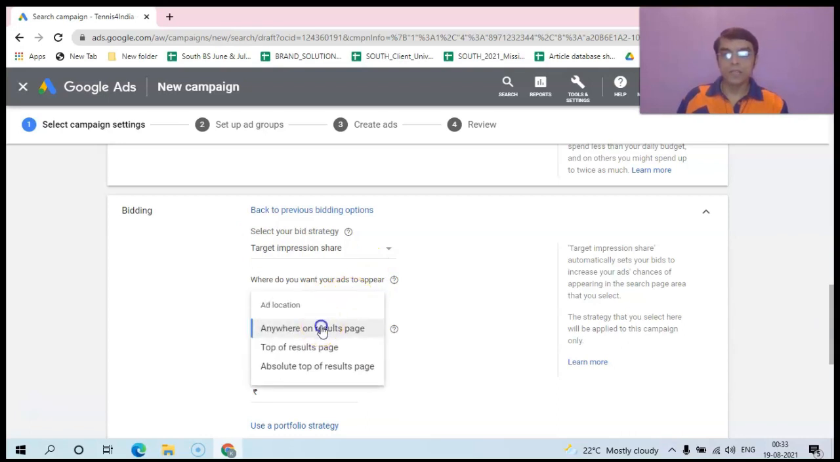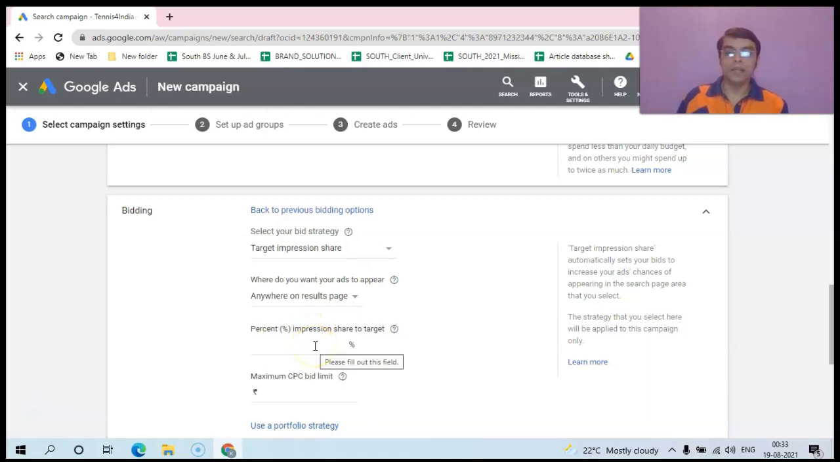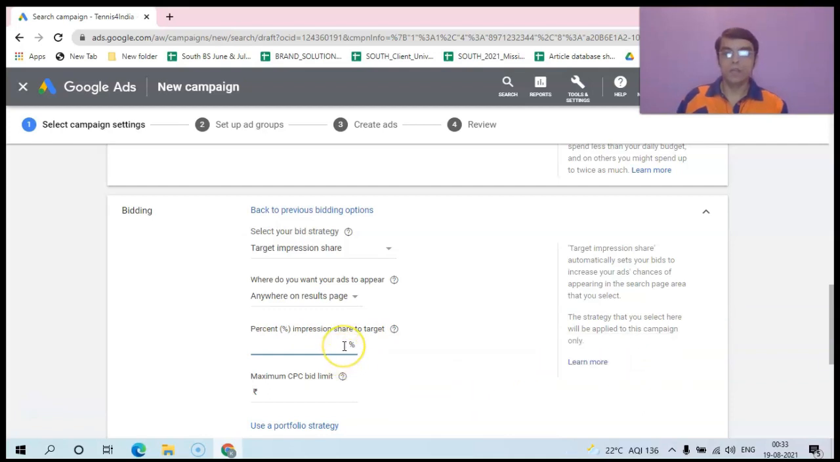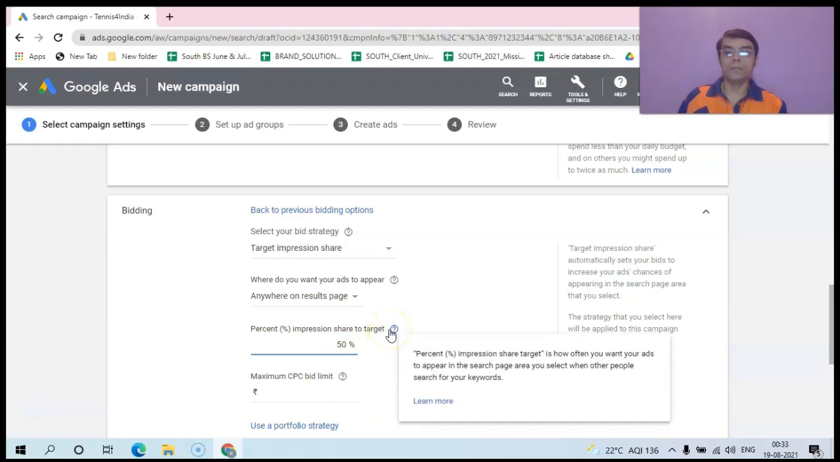So anywhere on results page means I'm not bothered about where in SERP I'm going to be. Now, for example, percent impression share target is how often you want to actually appear in the search page area you select when other people search for keywords. So if I want 50%, then I have to put 50%. So 50% means I want to be there 50% of the times. Okay.